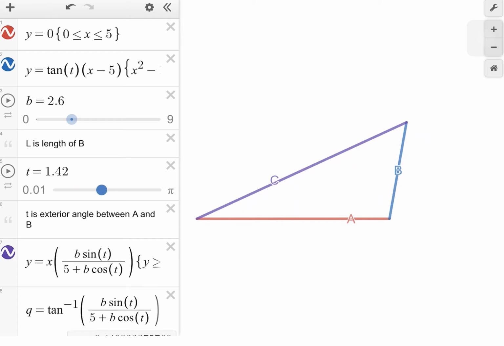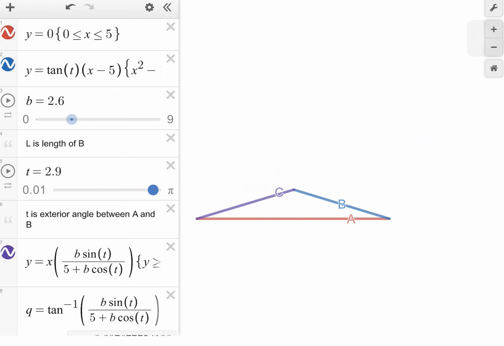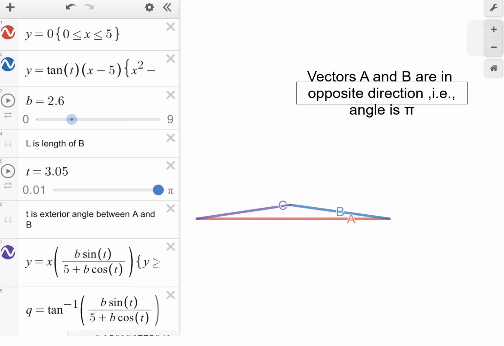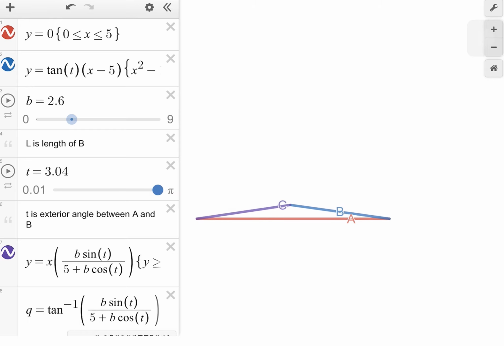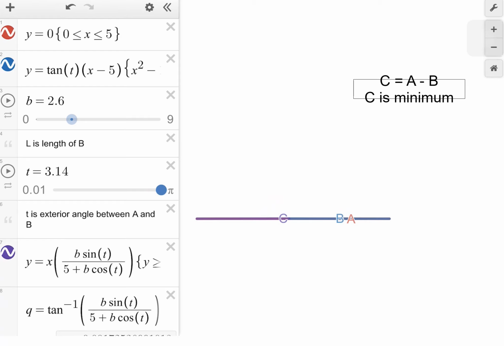Similarly, if I move the angle and I take it all the way up to pi, in this case, the A vector and B vector are in opposite directions. The angle between them is pi. So you can see that C now has its minimum value. C is now equal to A minus B. So this is the minimum value of C.